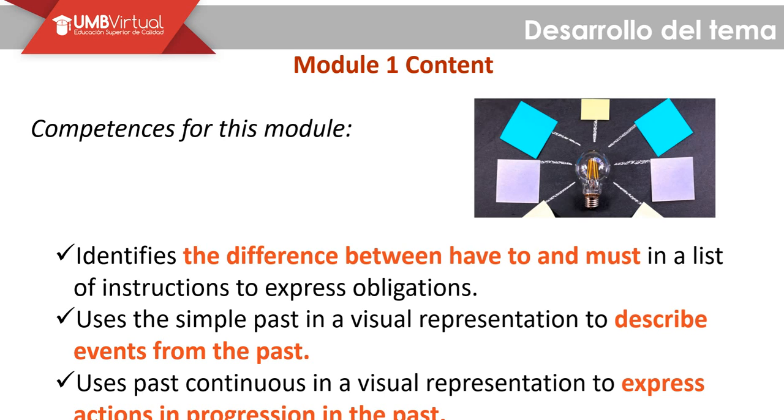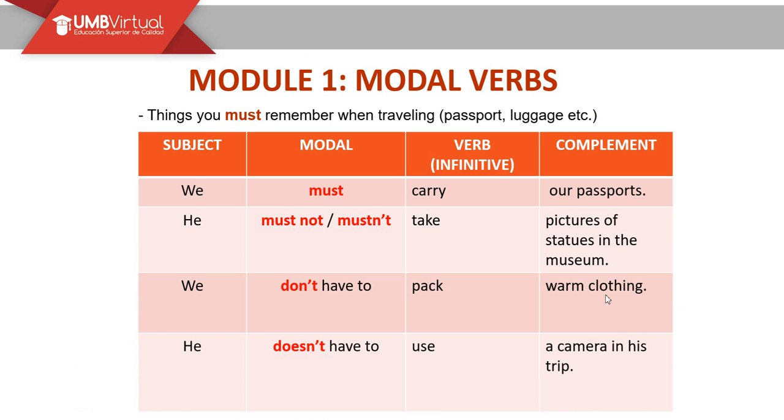Uses the simple past in a visual presentation to describe events from the past. También vamos a hacer uso del pasado simple para describir eventos que ya ocurrieron, que sean hechos históricos o situaciones, experiencias previas que queremos comentar. Uses past continuous in a visual representation to express actions in progression in the past. Y también hablar del pasado continuo dentro de una representación visual para expresar acciones en progreso en el pasado. Entonces, con eso en mente, vamos a empezar a desarrollar nuestro contenido.